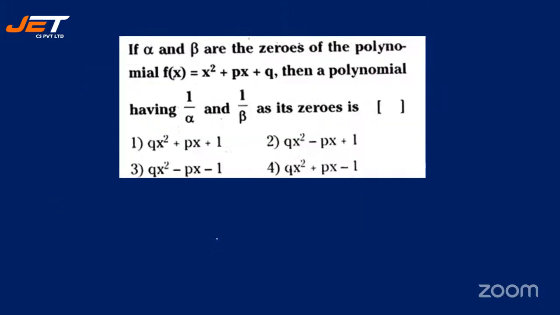See the next question. If alpha and beta are the zeros of the polynomial f of x is equal to x squared plus px plus q, then a polynomial having 1 by alpha and 1 by beta as its zero is dash. 1 by alpha and 1 by beta. I'm giving you 1 full minute for you to think over it because it's very simple. So let's see how many are giving me the answers.